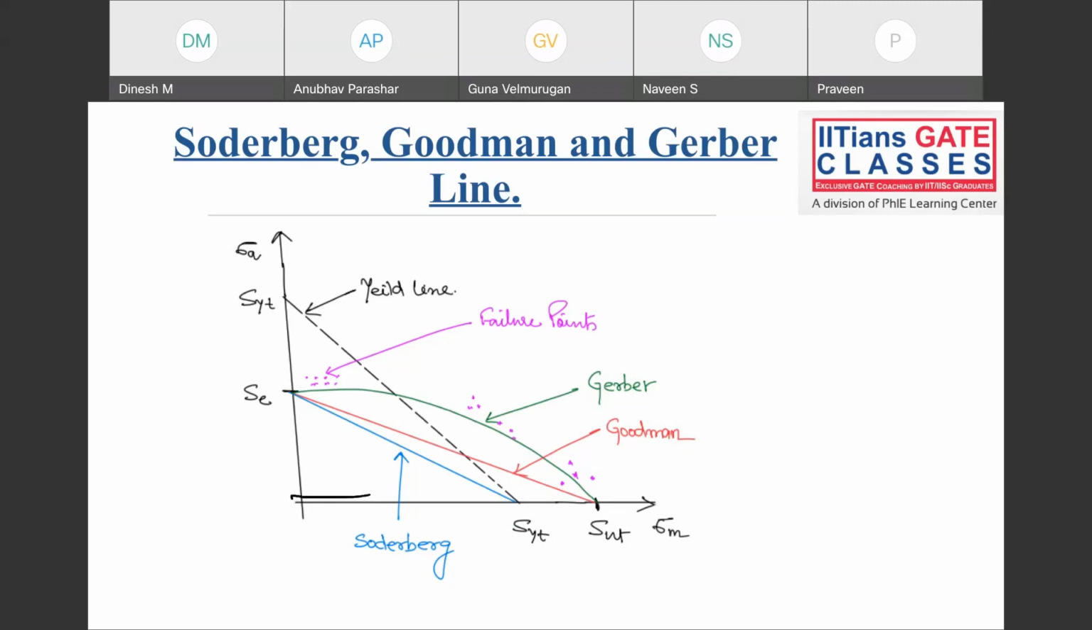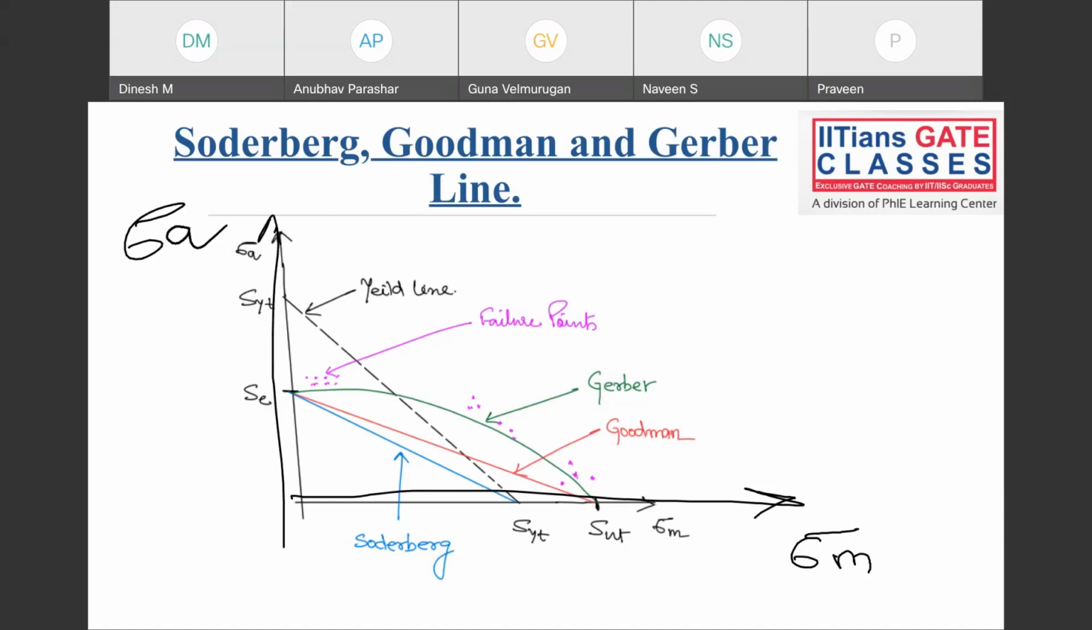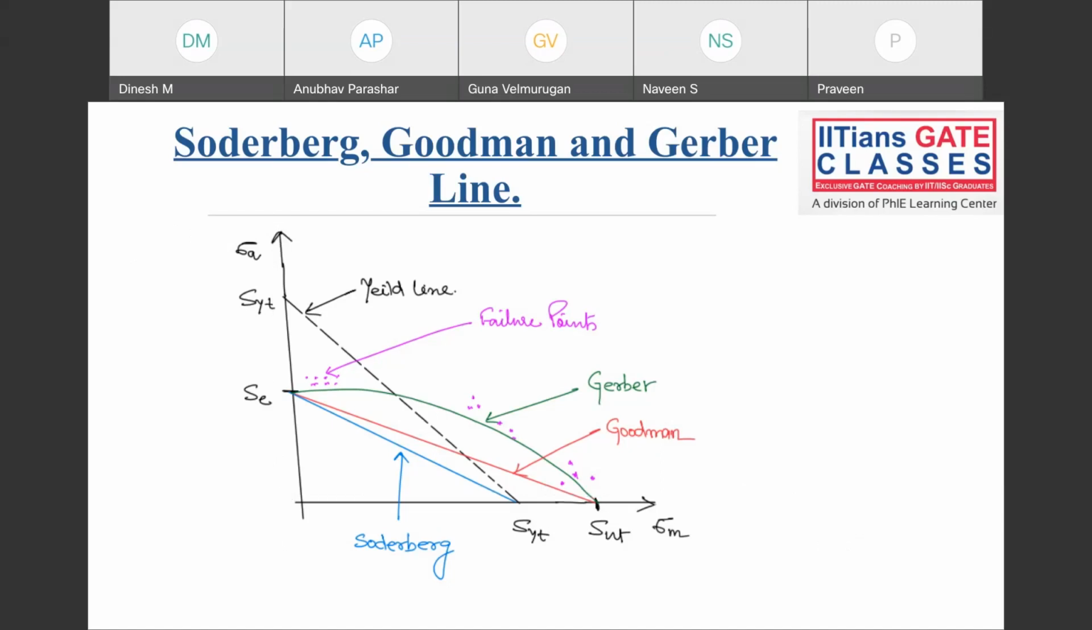In the x-axis, what we are going to have is the mean stress. I hope you remember this. In the y-axis, you're going to have the stress amplitude, and in the x-axis, you're going to have the mean stress.